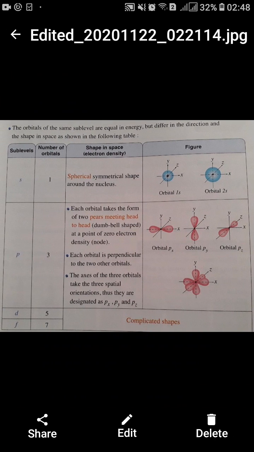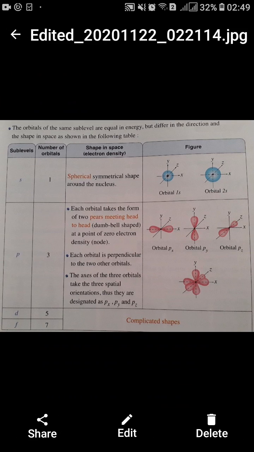So, by applying the rule 2L plus 1, we can get that sublevel S contains just one orbital, P 3 orbitals, D 5 orbitals, F 7 orbitals. For S, the shape of the orbital here is a symmetrical sphere. And of course, 1s is different in size than 2s and so on.